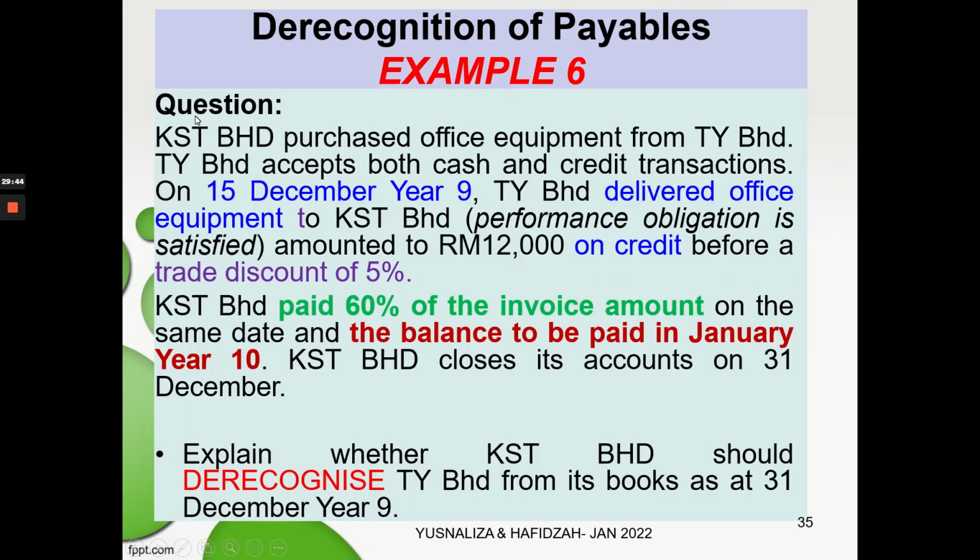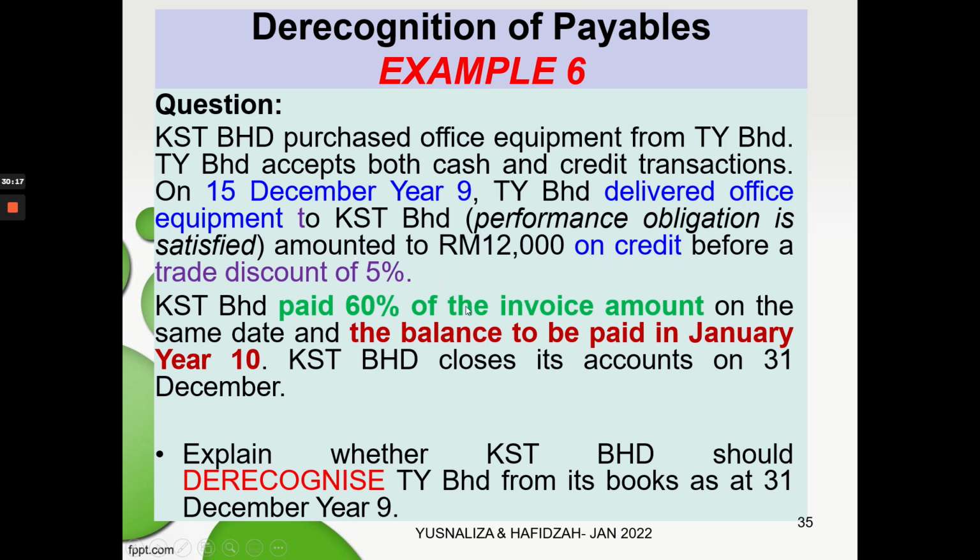So let's look at a question to illustrate this. This is example 6. You have KST Bhd purchasing office equipment from TY. TY accepts both cash and credit transactions. And on 15th of December, TY delivered office equipment to KST. So that is the day where accounts payable to TY arises from the point of view of KST, the reporting entity. And that is the date where the performance obligation is met, amounting to 12,000 on credit before a trade discount.